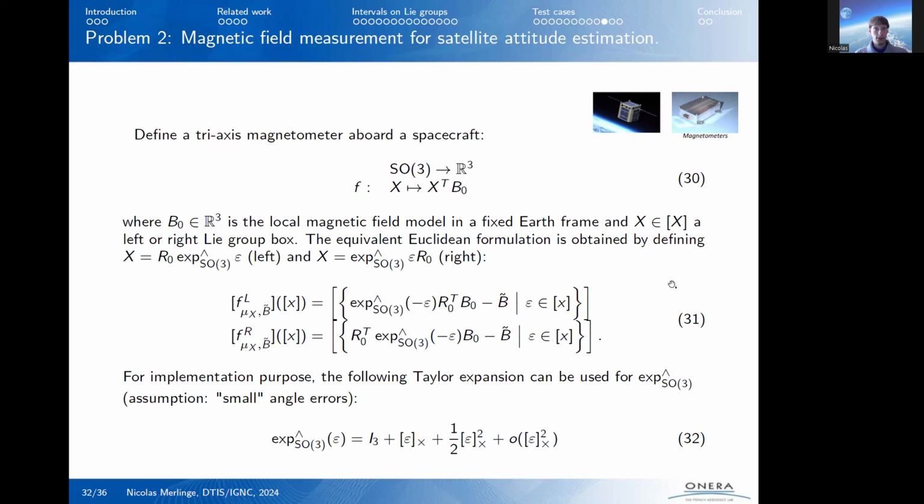Still, I can derive an equivalent Euclidean formulation. In that case, it is not the same in the left or right error convention, so I have to treat them separately. And I also have to mention that in that special case, for implementation purposes, I had to use a second order Taylor expansion for the exponential mapping.